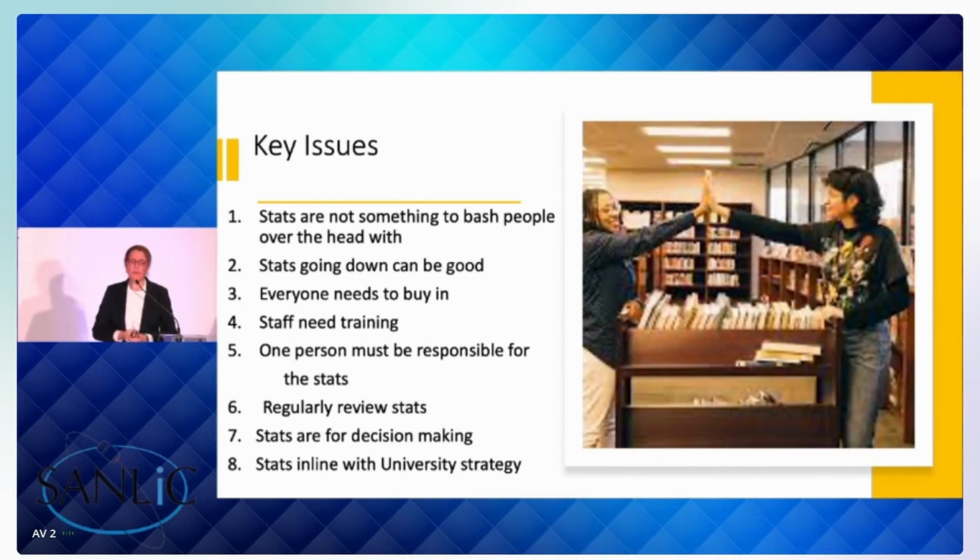And then statistics are for making decisions so that when we see, for example, our training is going really well, this could mean that we need to ensure that we have spaces available, or this is a reason why we need to hire another librarian to help us with this. You know, all those kinds of decisions can be very effectively made from good statistics. And then stats that are in line with the university strategy and where you can show that what you did linked to a particular outcome in the university.